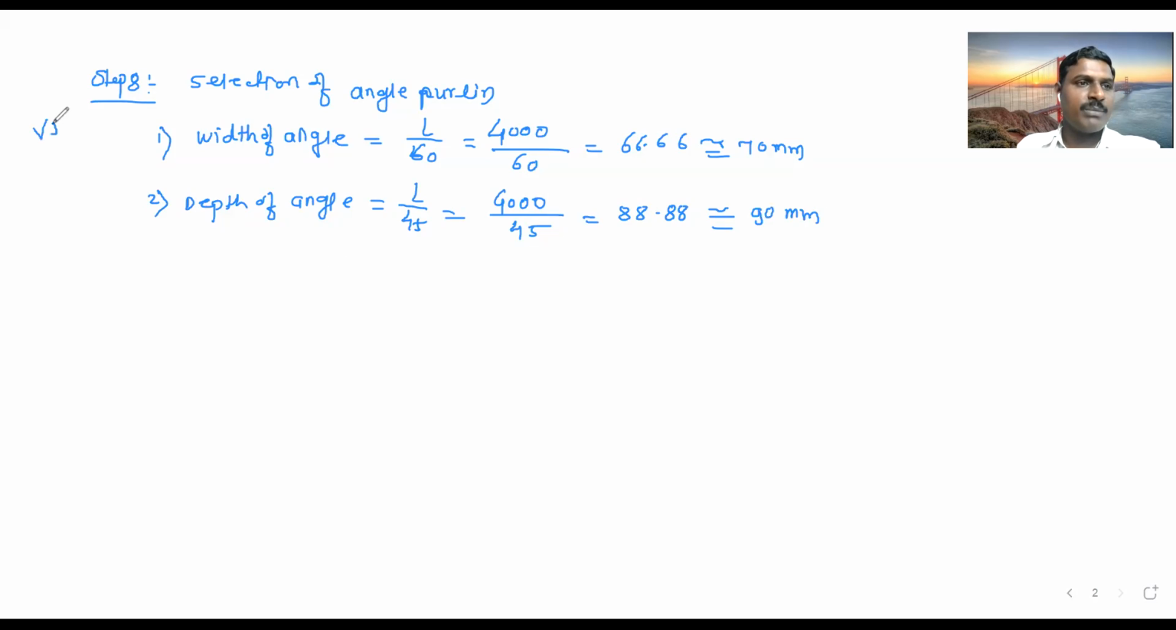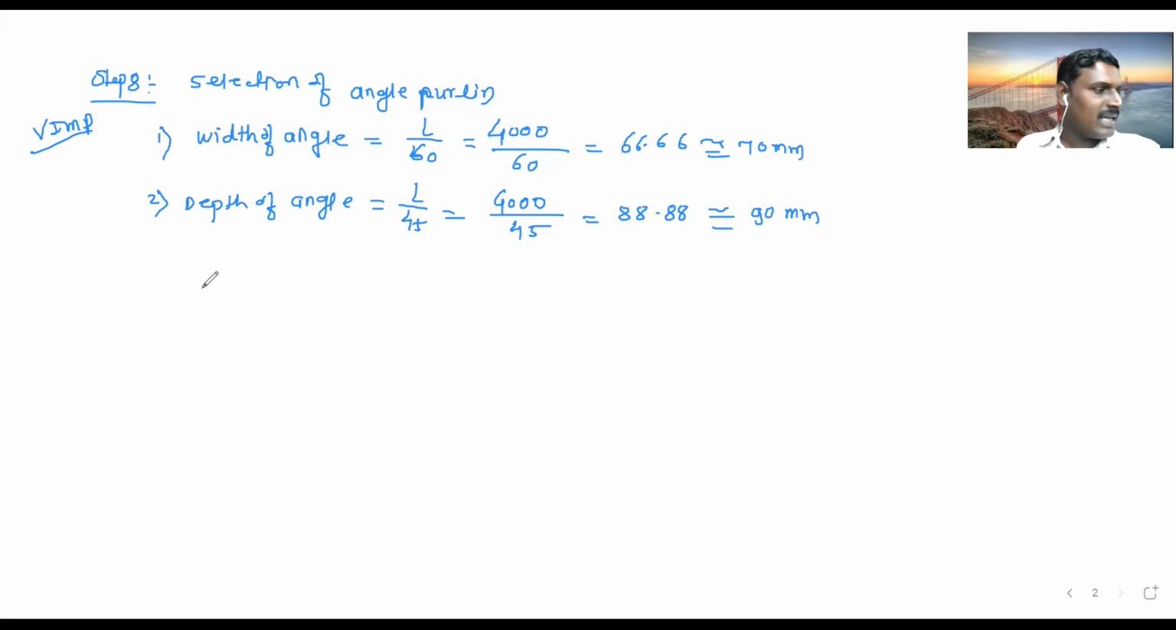So this is a very important step for the MCQ examination. So we assume 90. So we can see the unequal angle section 90 by 70, or more than this. So depth of angle is 90 or more than this, and width of angle is 70 or more than this.